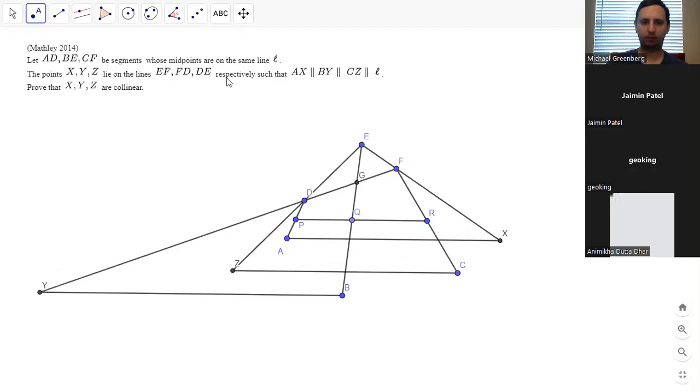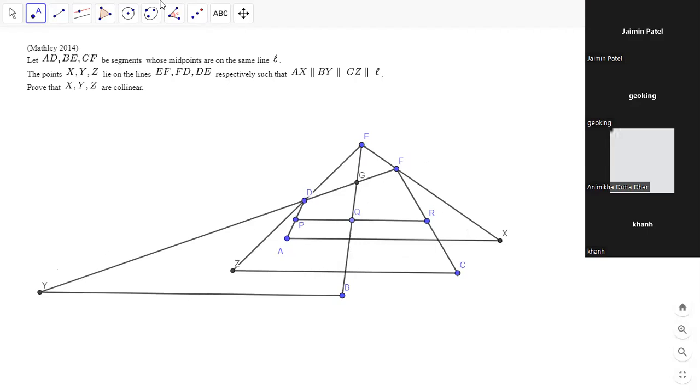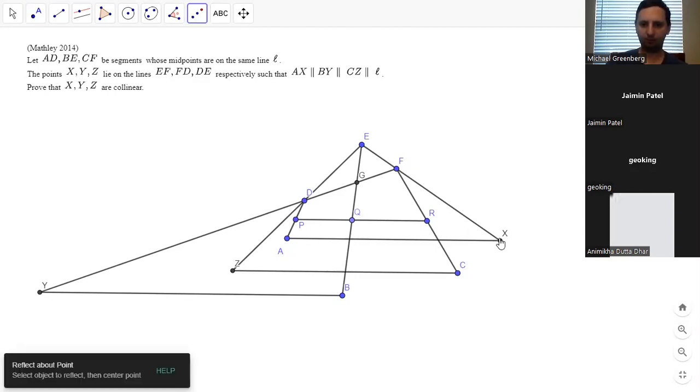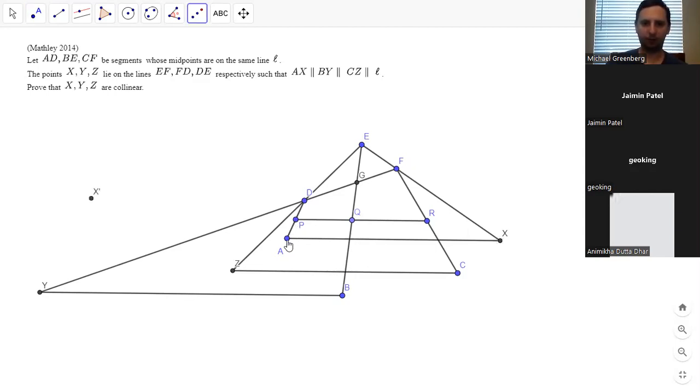So are the reflections of, thanks for joining, Con. Are the reflections of X, Y, Z across PQR collinear? So there's X across P, Y across Q, which is going to be far away, and Z across R. Oh, I can actually see them if I move the zoom thing away. No, I don't think so. Z across R. All right, so I'm going to undo that.